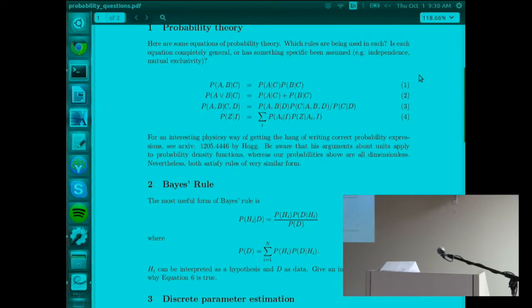So this is the product rule, and the assumption that A and B are independent, which means that the probability of A and B is the probability of A times the probability of B. That's independence, because then the probability of B given A is just the probability of B. A doesn't tell you about B.